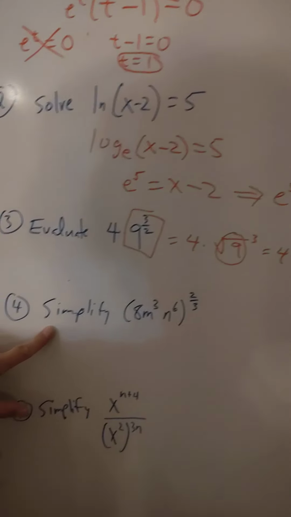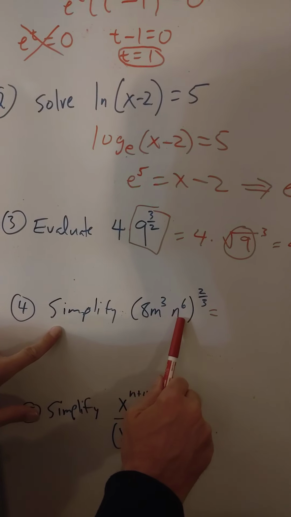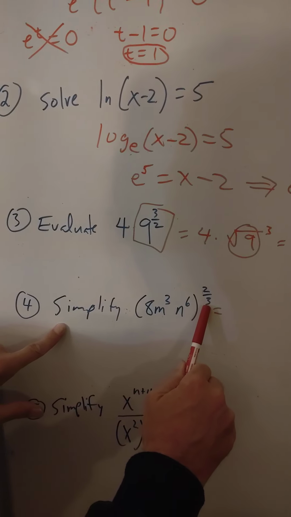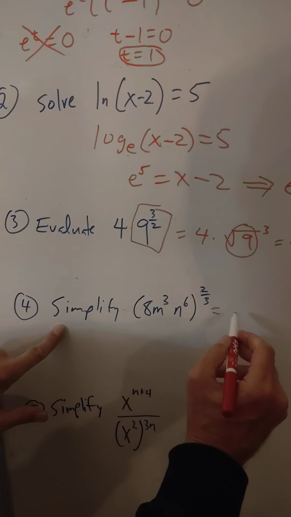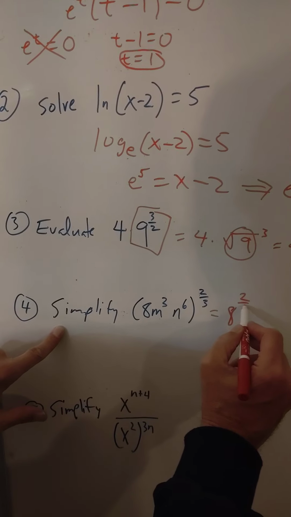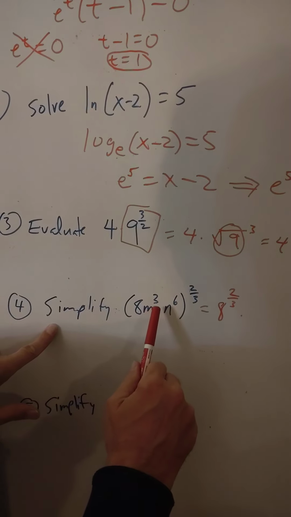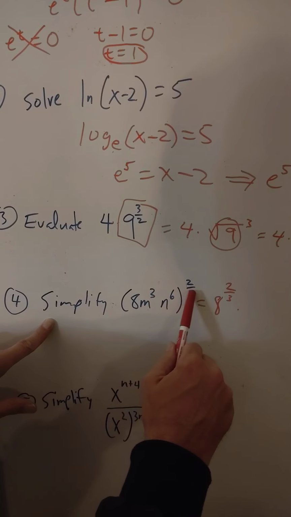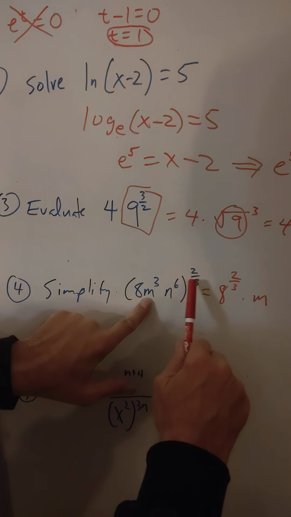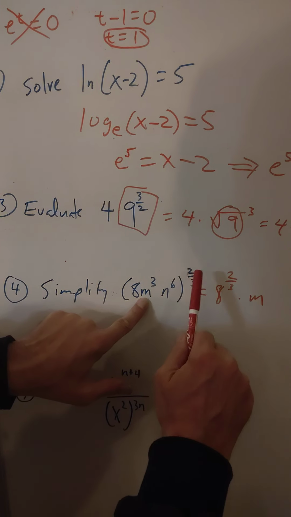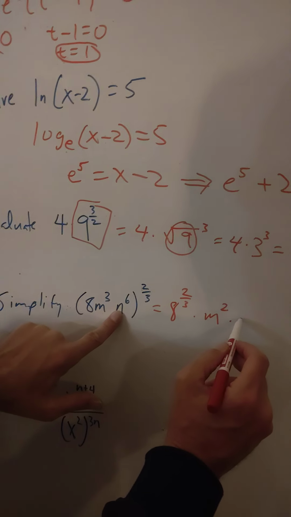Okay, this one here, each factor, I got 3 factors here, get raised to the 2/3 power. That's a property of exponents. Each factor gets raised to the power. So this is going to be 8 to the 2/3 times, and now I'm going to use another rule of exponents. A power to a power, you multiply. So I'm going to write m, and then when I multiply the powers, 3 times 2/3, that's just 2 because the 3's cancel, times n.